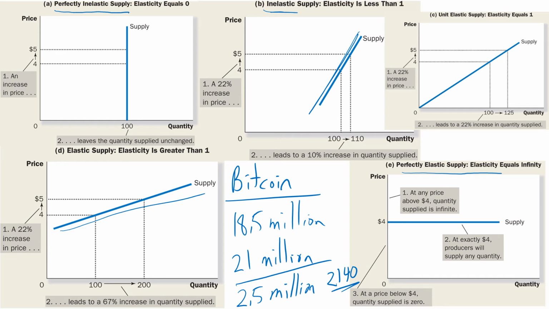So, it gets kind of hypothetical. I can't really think of an example. At any price above $4, the quantity supplied would be infinite. All right, at exactly $4, producers will supply any quantity, right? I don't get it. Anyway, that's just a hypothetical situation. Perfectly elastic supply means the elasticity equals infinity. I can't think of a real world example for that.